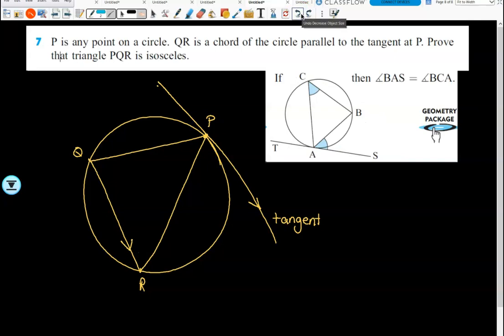Just to make the write-up a little bit easier, if we say let that one be alpha, so it's not the next one, it's the one after, so that's alpha. Now, I want to refer to this angle, so we can call this T. Angle TPQ.